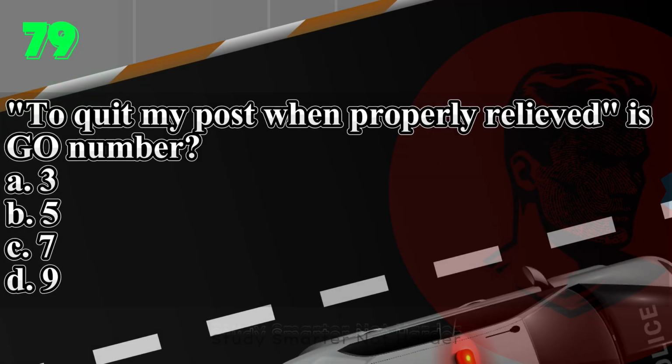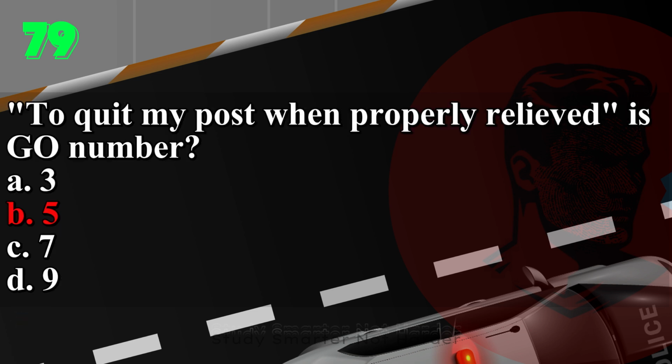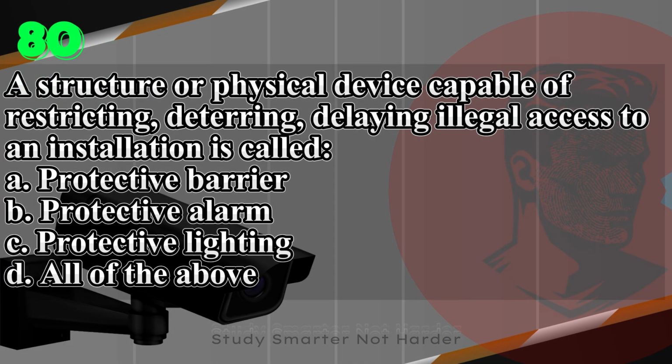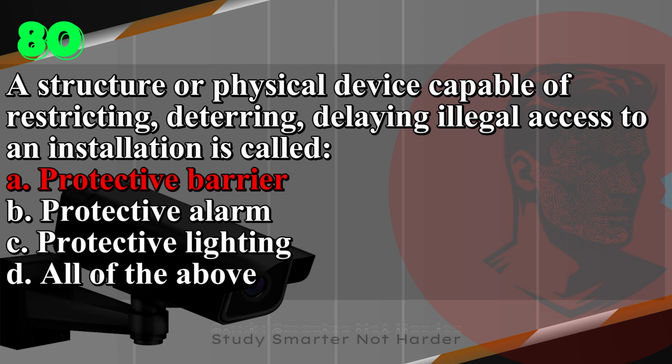79. To quit my post when properly relieved is General Order number A. 3. B. 5. C. 7. D. 9. B. 5. 80. A structure or physical device capable of restricting, deterring, delaying illegal access to an installation is called A. Protective barrier. B. Protective alarm. C. Protective lighting. D. All of the above. A. Protective barrier.